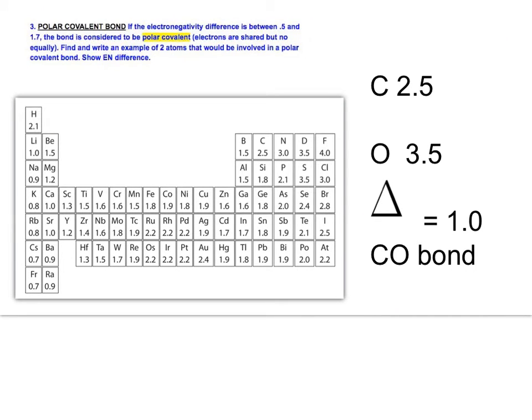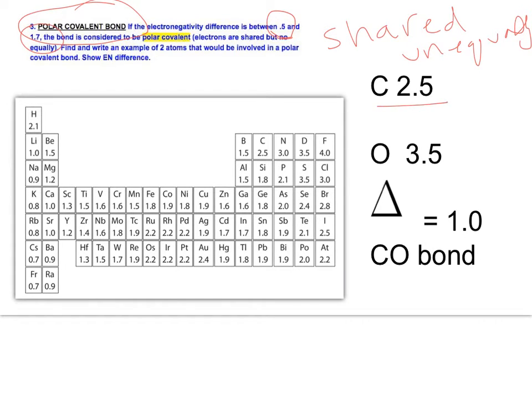In another type of covalent bond where electrons are shared, it's called a polar covalent bond. So this is where the electrons are shared, but they are shared unequally. And the rules here are the electronegativity has to be between 0.5 and 1.7. So for example, if I took carbon, which has an electronegativity of 2.5, and oxygen, which has an electronegativity of 3.5, and I take the difference, I get 1.0.